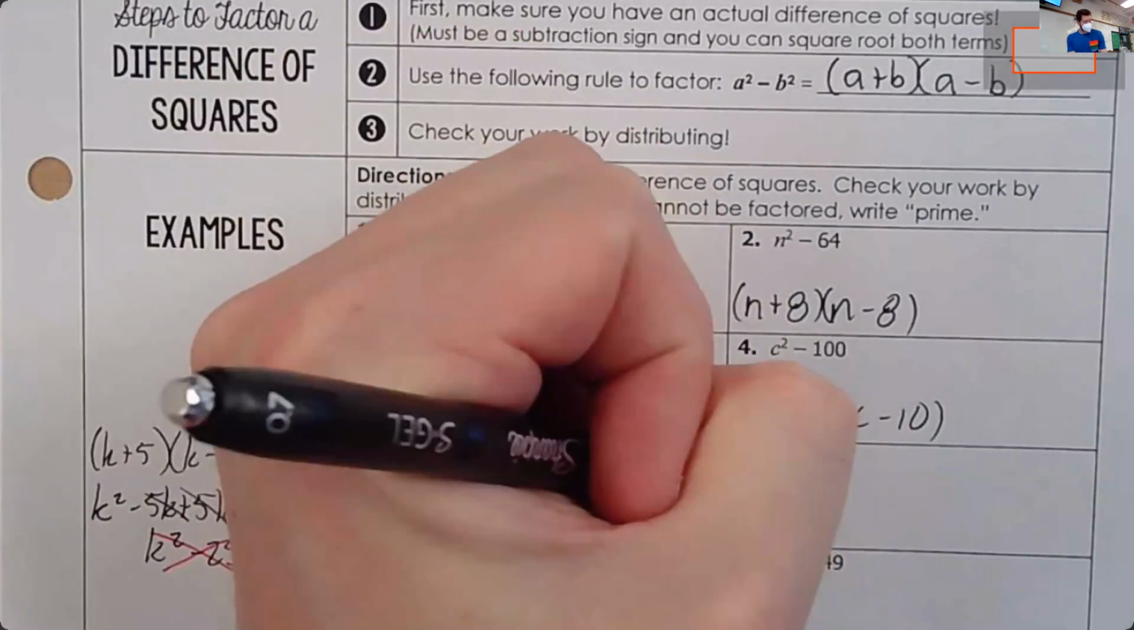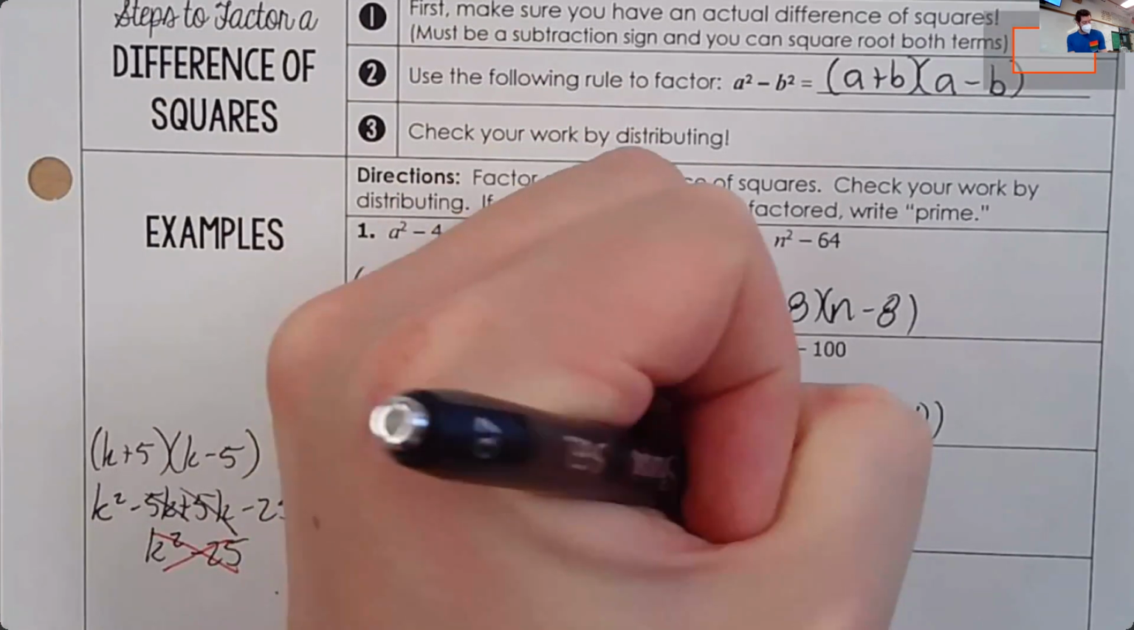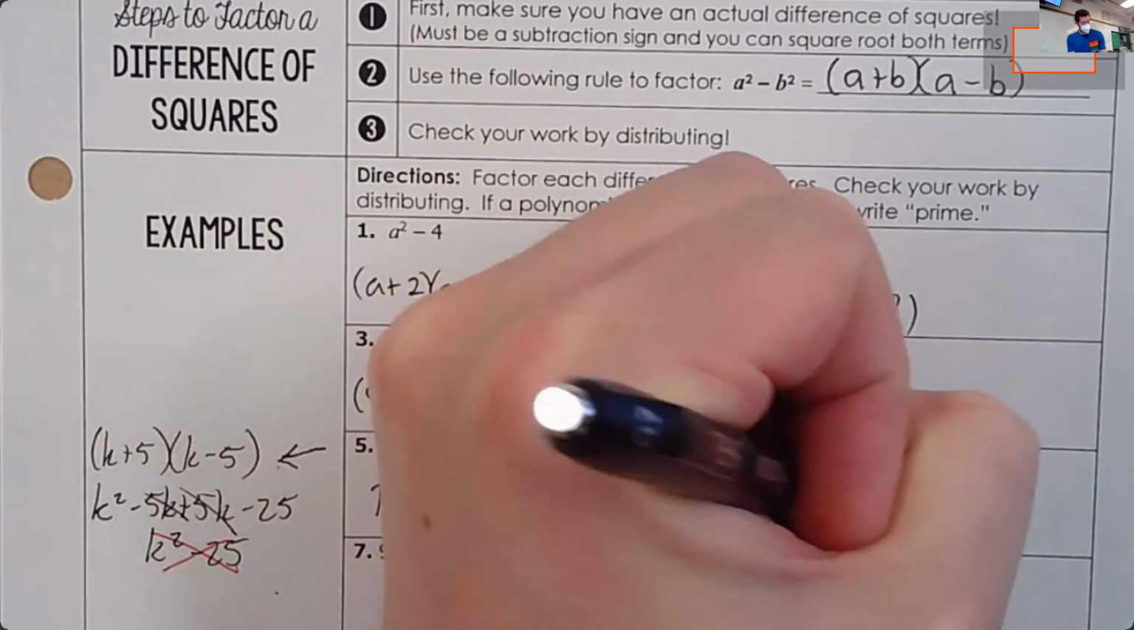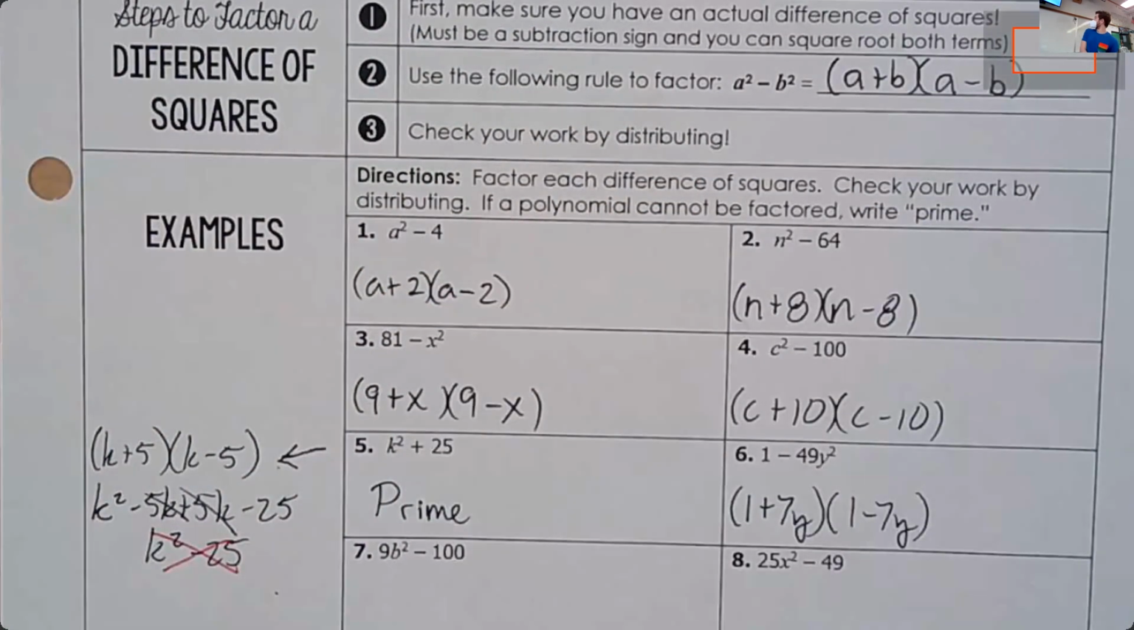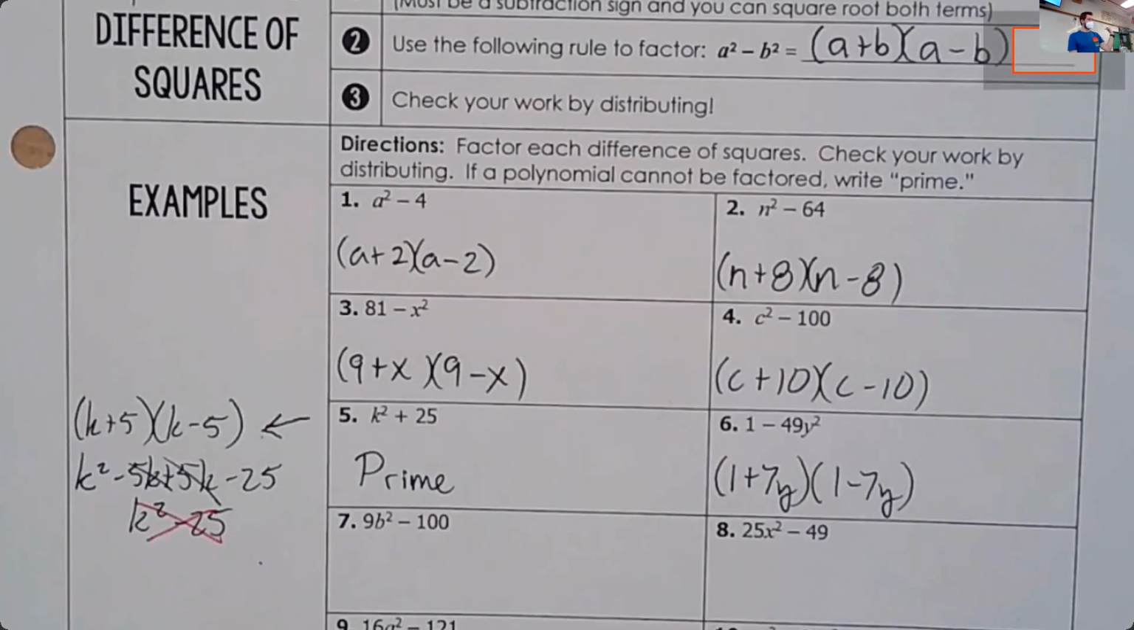Yeah. So that's actually just going to be 1 plus 7y and then 1 minus 7y. To undo the squared with the y, it'll drop the 2 for inside the parentheses. So nice job. So 1 plus 7y, 1 minus 7y. That's it for number 6.